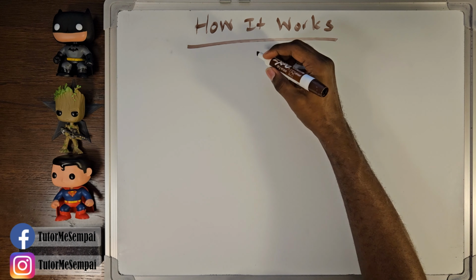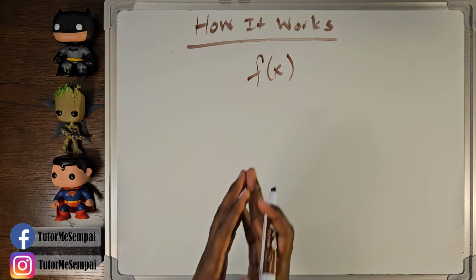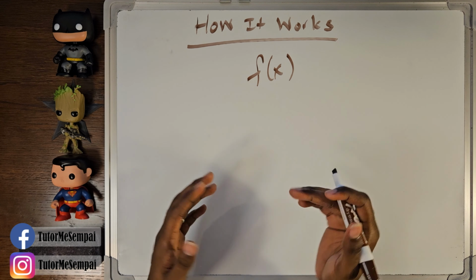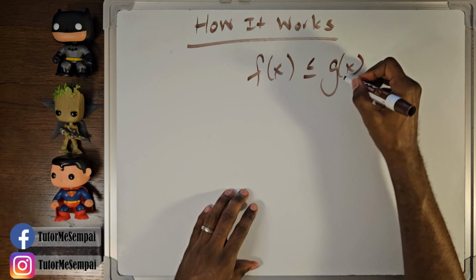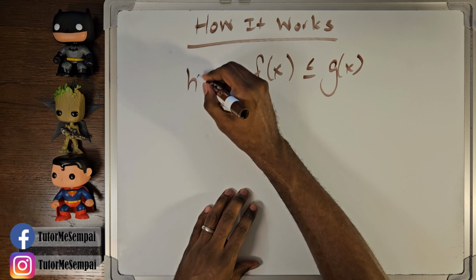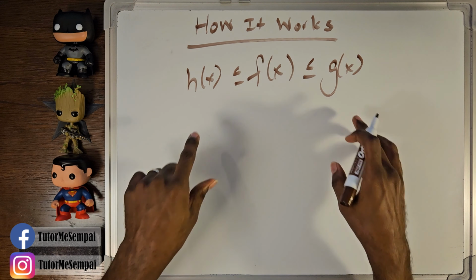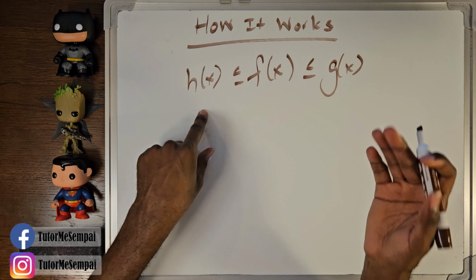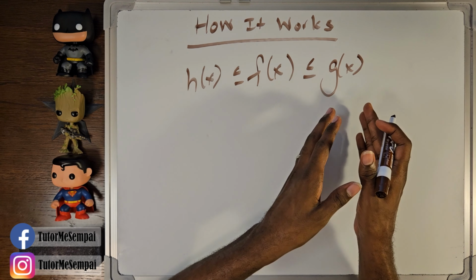Well, let's say we have a function f of x, and we know that this function f of x is bounded by 2 functions. So its upper bound is, let's say, g of x, and its lower bound is, let's say, h of x. We know that it's always going to be between these 2 functions, always greater than or equal to h of x, and always less than or equal to g of x.